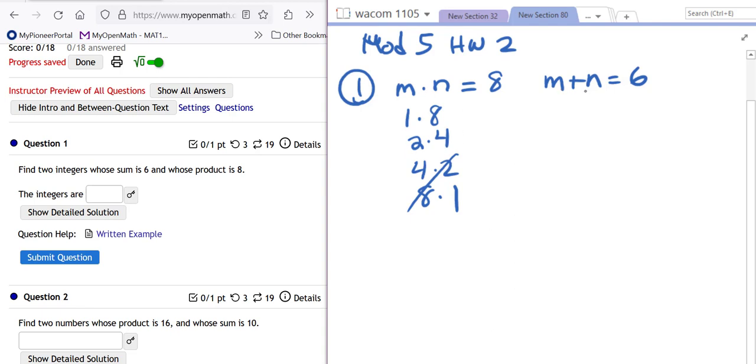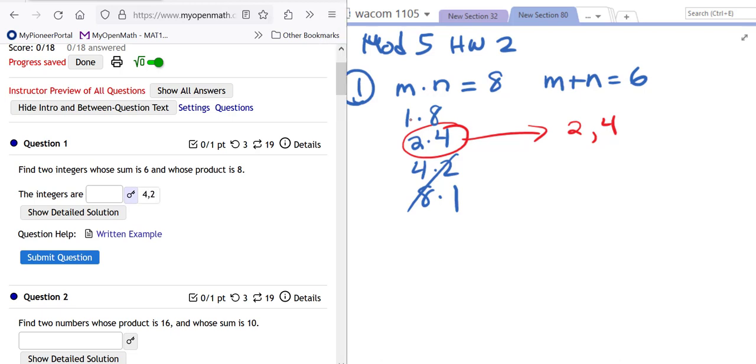We are going to add to get 6. And that tells us which choice to choose. This is the one that adds to give 6. So 2 and 4 are your choices. This one adds to give 9. So our integers are 4 and 2. The order doesn't matter there. On these monic trinomials, if you put the different order of the numbers, all it's going to do is move the parentheses around.